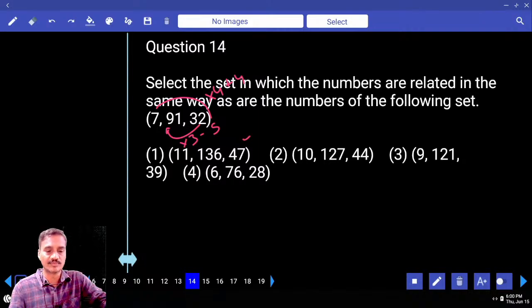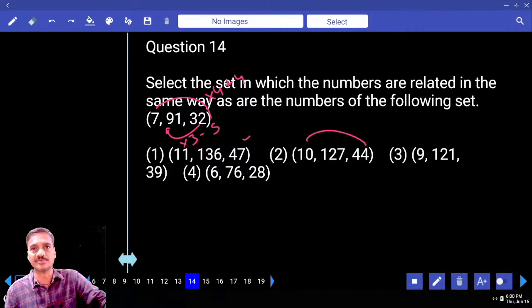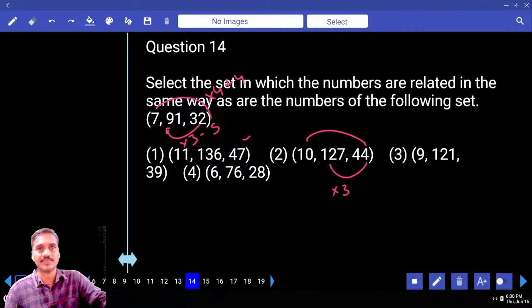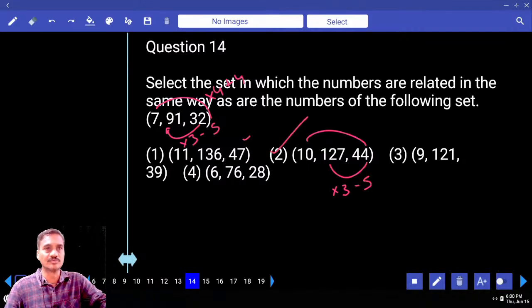11 into 4 plus 4 is 48. Then 44 into 3 is 132. Minus 5, 127. Hence choice 2, following the same pattern as that of the given example, 14th one.